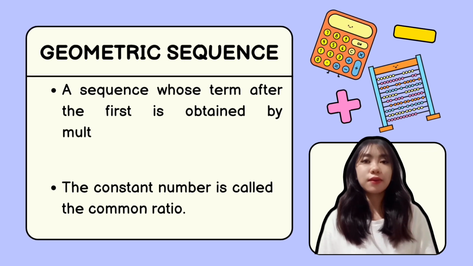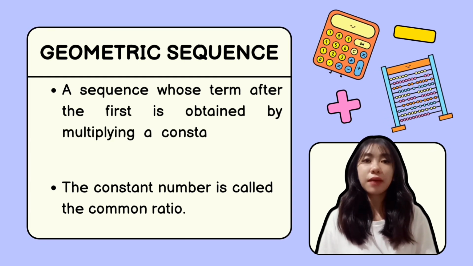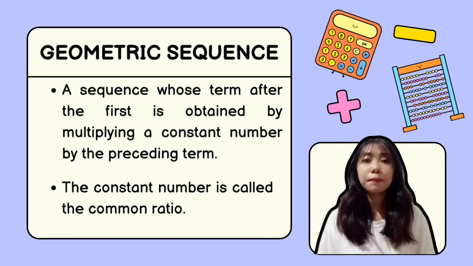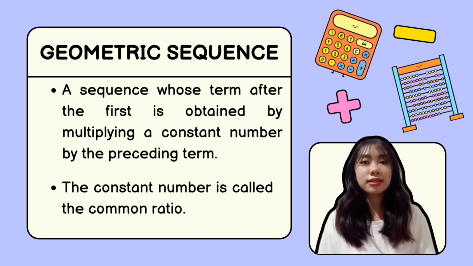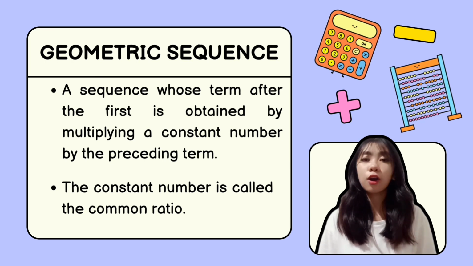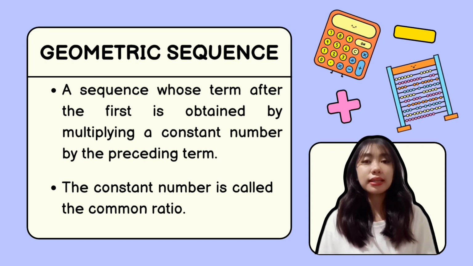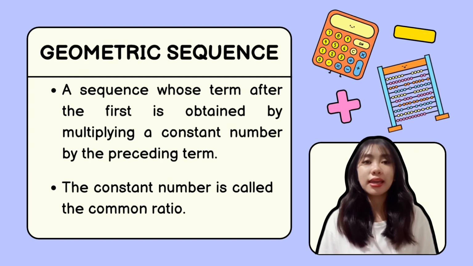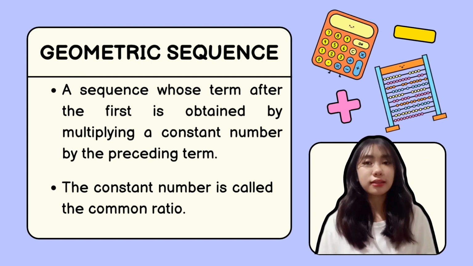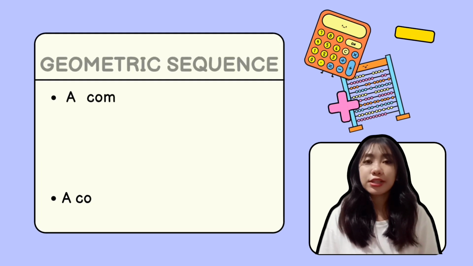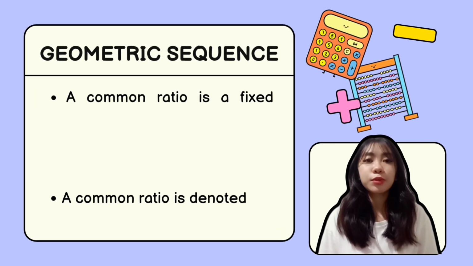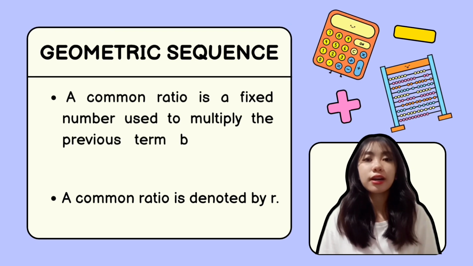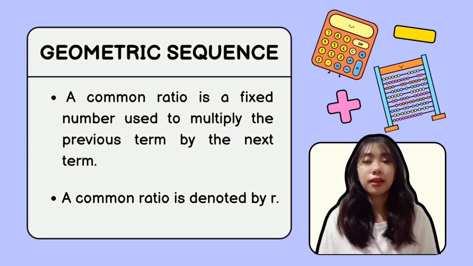A geometric sequence is a sequence whose term after the first term is obtained by multiplying a constant number by the preceding term. The constant number is called the common ratio. Basically, a geometric sequence follows a pattern of multiplying from one term to the next. A common ratio is a fixed number used to multiply the previous term to get the next term. The common ratio is denoted by r.